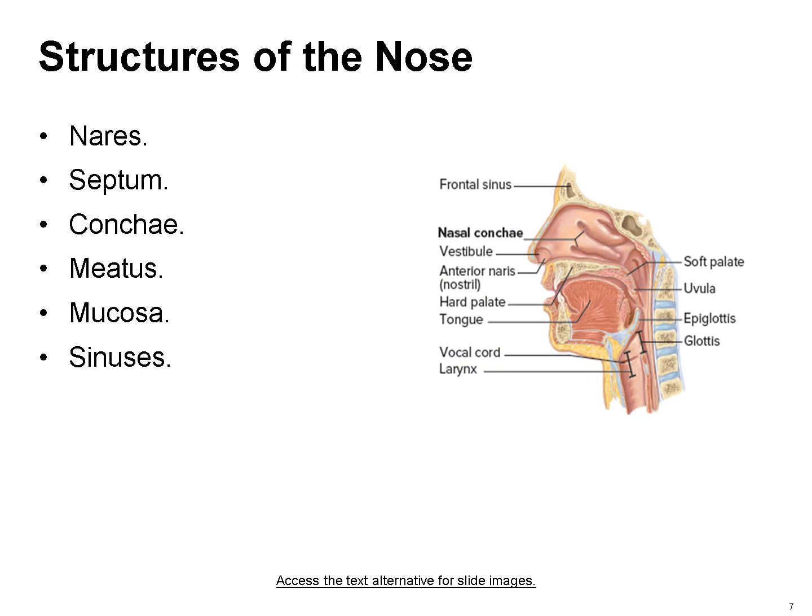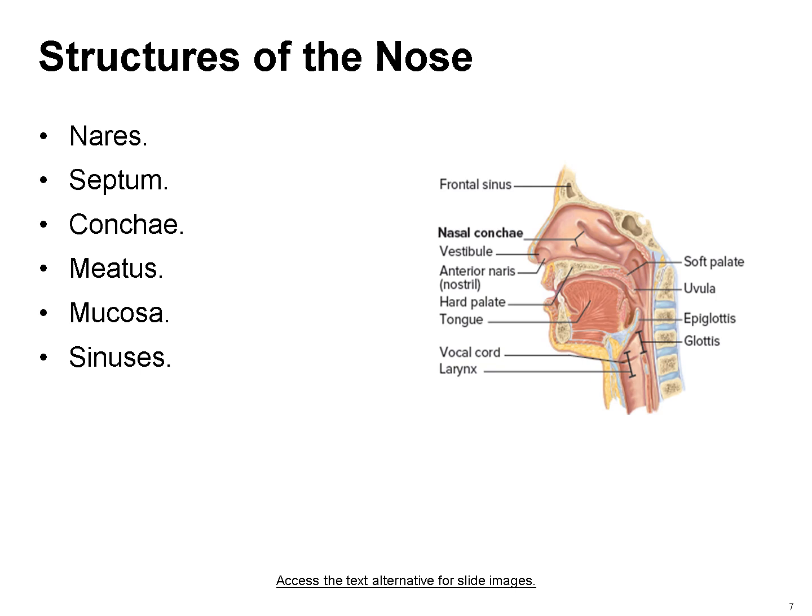The conchae, located on the lateral walls of the nose, are bony ridges. They increase the surface area to help warm, moisten, and filter the air. The meatus is a passageway, or the external opening of a passage in the nose. The mucosa lines the nasal cavity and secretes mucus. This mucus traps dust, pollutants, and microorganisms, protecting the respiratory tract.